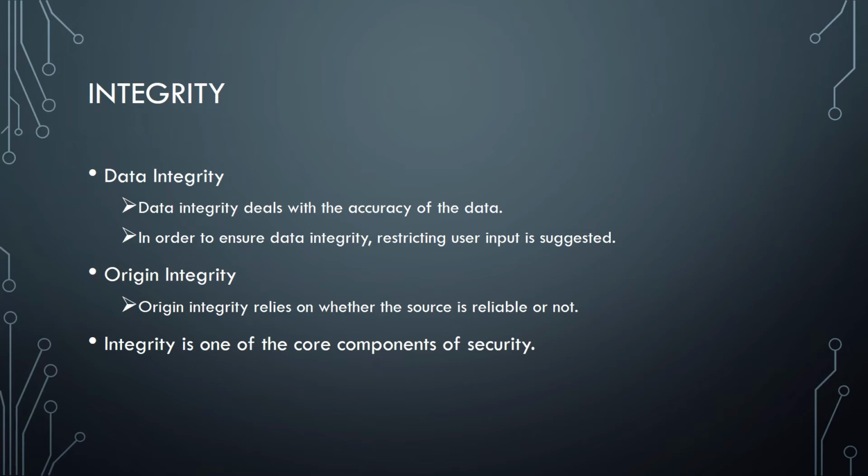The other type of integrity is origin integrity. Origin integrity relies on whether the source is reliable or not. There are a lot of things that can determine if a source is reliable or not. In order to be reliable, the source needs to have some type of credentials and they need to be reliable. Integrity is one of the core components of security.